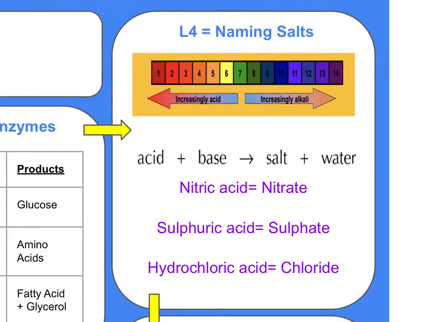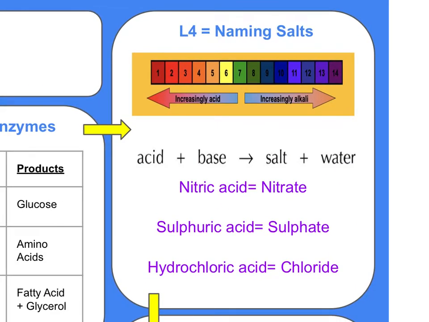Naming salts was lesson 4. It's kind of reference back to the pH scale here. So an acid plus a base gives us a salt plus water. So if we take a base, for example, if I take sodium oxide and I mix that with nitric acid, I'm going to get sodium nitrate. If I got sodium oxide and I mix it with sulfuric acid, I'm going to get sodium sulfate. And if I get sodium oxide and mix it with hydrochloric acid, I'm going to get sodium chloride.